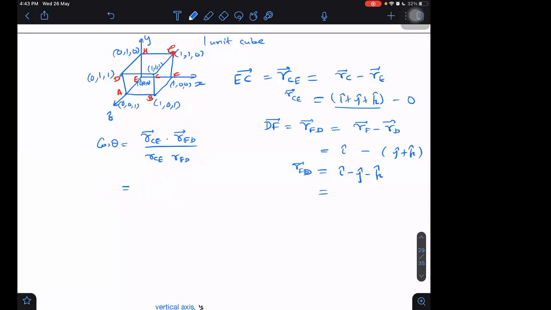What is RCE dot RFD? That will become 1 minus 1 minus 1. Is it right or not? 1 with 1, 1 with minus 1, and 1 with minus 1. These products we have to take. So it becomes 1 minus 1 minus 1.